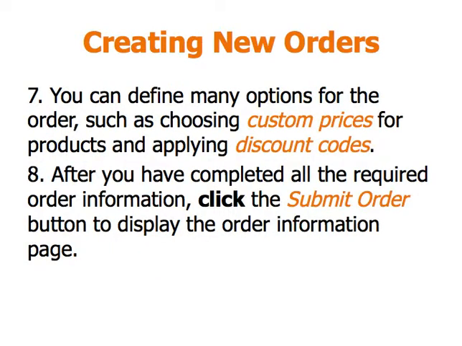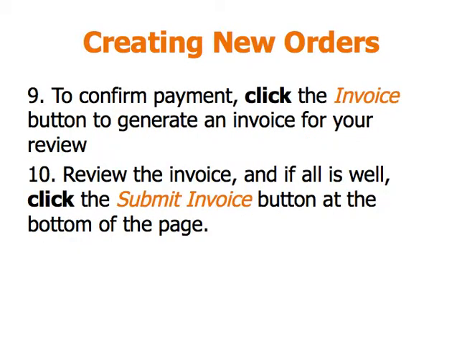Moving forward, you can define many options for the order, such as choosing custom prices for products and applying discount codes. Next, after you've completed all the required order information, click the Submit Order button to display the order information page. Alright, now to confirm payment, click the Invoice button to generate an invoice for your review. Review the invoice, and if all is well, click the Submit Invoice button at the bottom of the page.